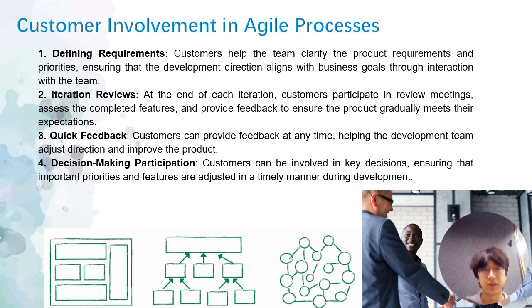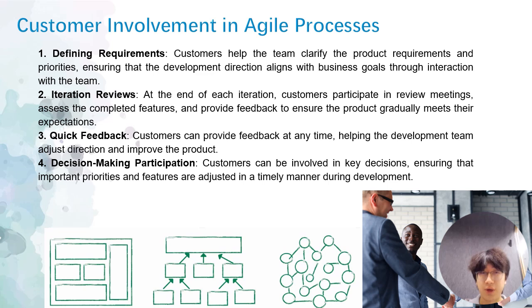First one is defining requirements. Customers help the team to clarify the product requirements and properties, ensuring that the development direction aligns with business goals through interaction with the team. Second is iteration reviews. At the end of each iteration, customers participate in review meetings, assess the completed features, and provide feedback to ensure the product gradually meets their expectations.